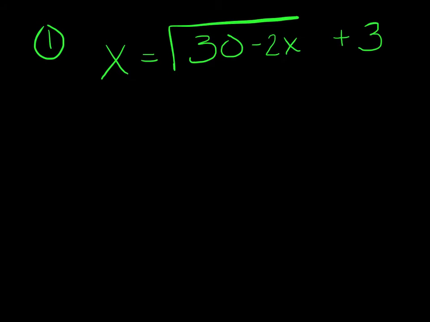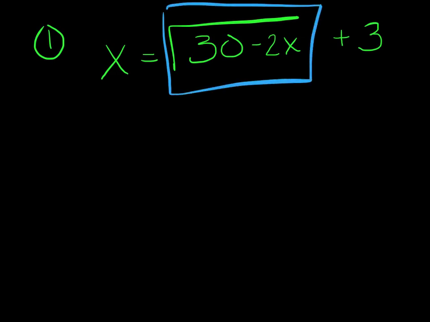So again, my first step, you can't just go around squaring, you have to isolate the radical. I need to get this by itself. So if I see a plus 3, hopefully your gut says subtract 3 over.